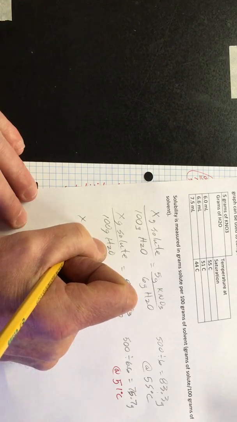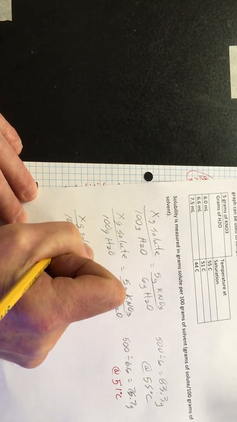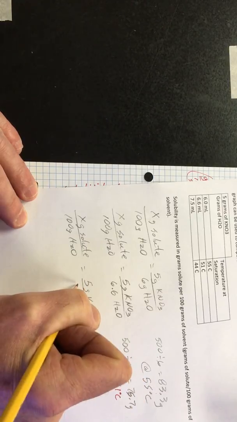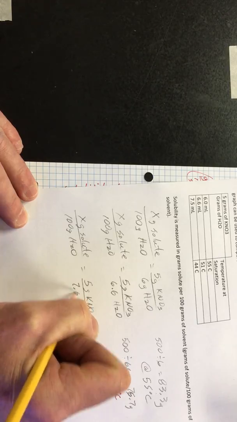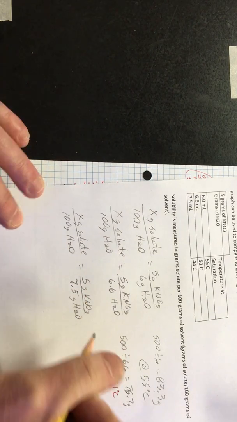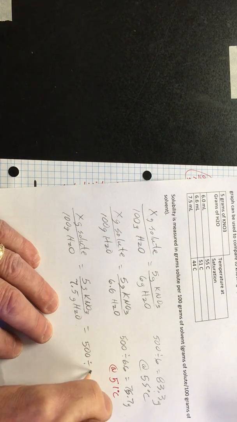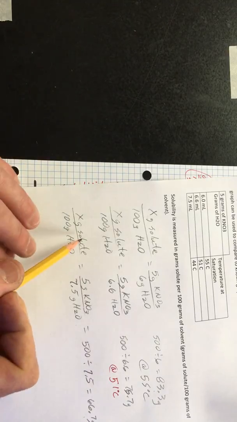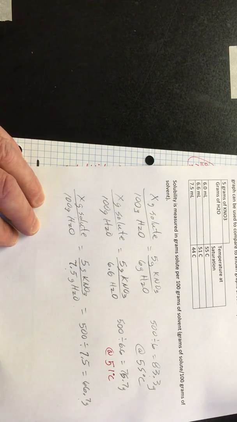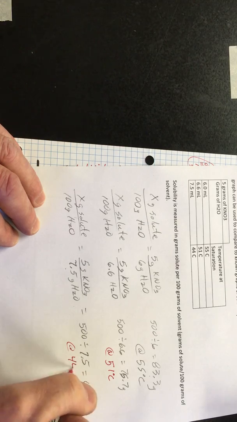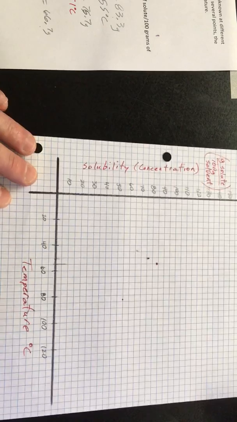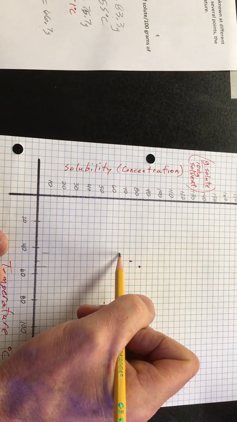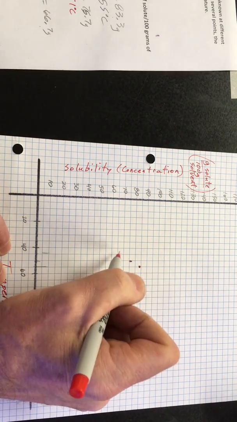The last one is X grams of solute per 100 grams of H2O. How much would that be? In this case, we had 5 grams of KNO3 per 7.5 grams of H2O. And when I cross multiply and divide, I get 500 divided by 7.5, and that equals 66.7 grams would dissolve in 100 grams of H2O. And this is at 44 degrees. So now I go to 44. Here we are at 40, 50, 45, about just on the inside of this line here. We'll follow that up right there, and I'm at 66.7. And I put in my next point.